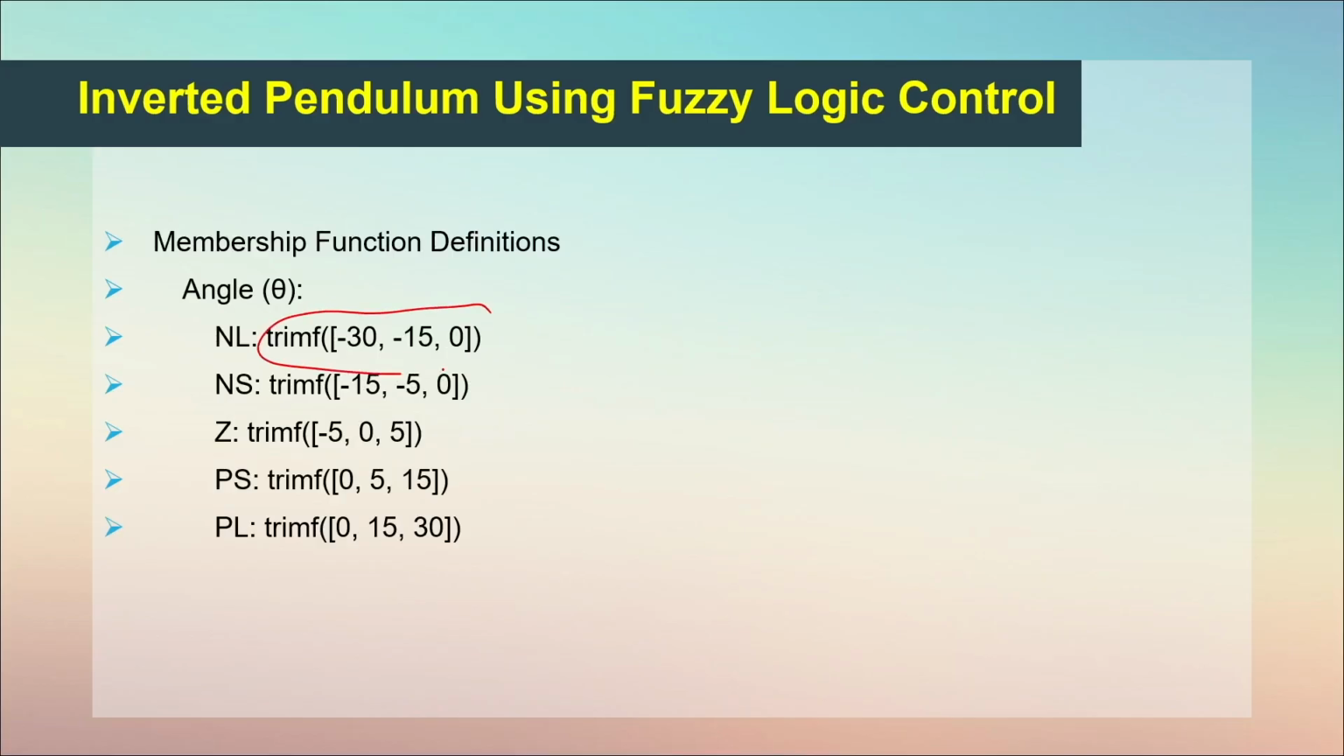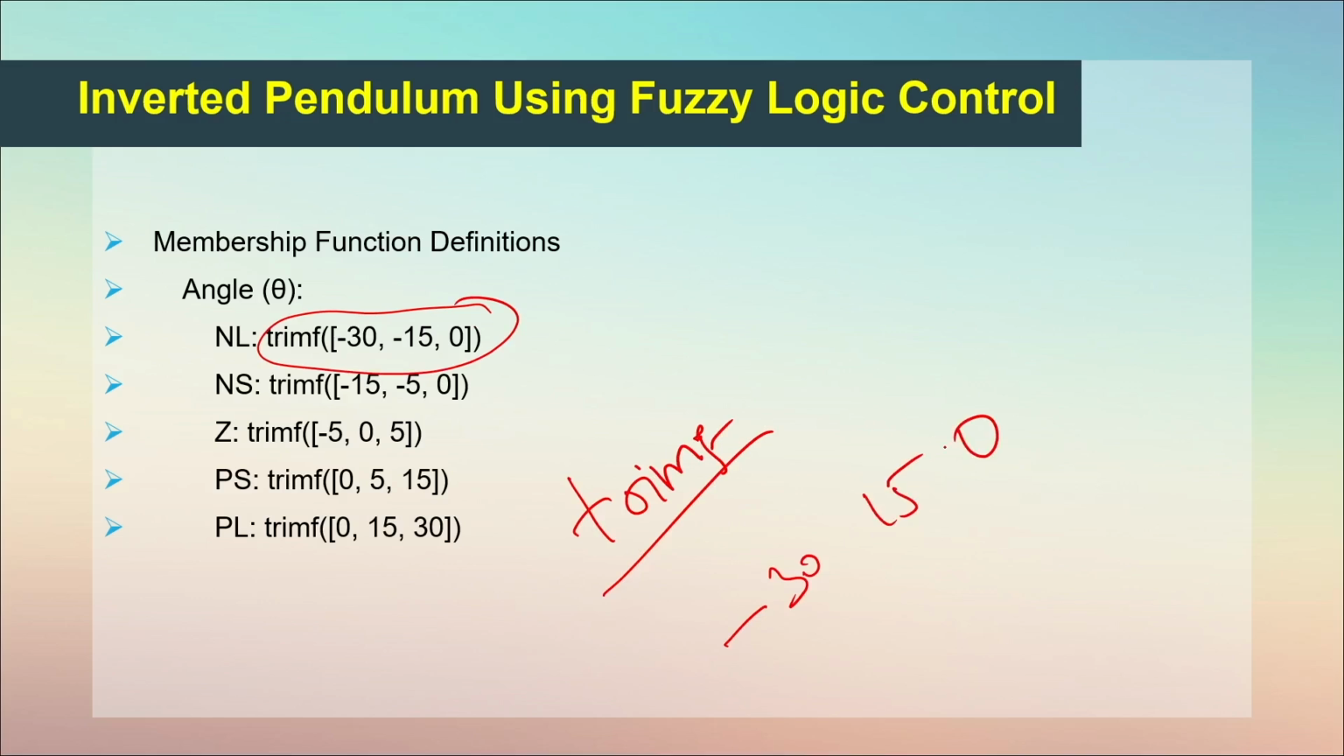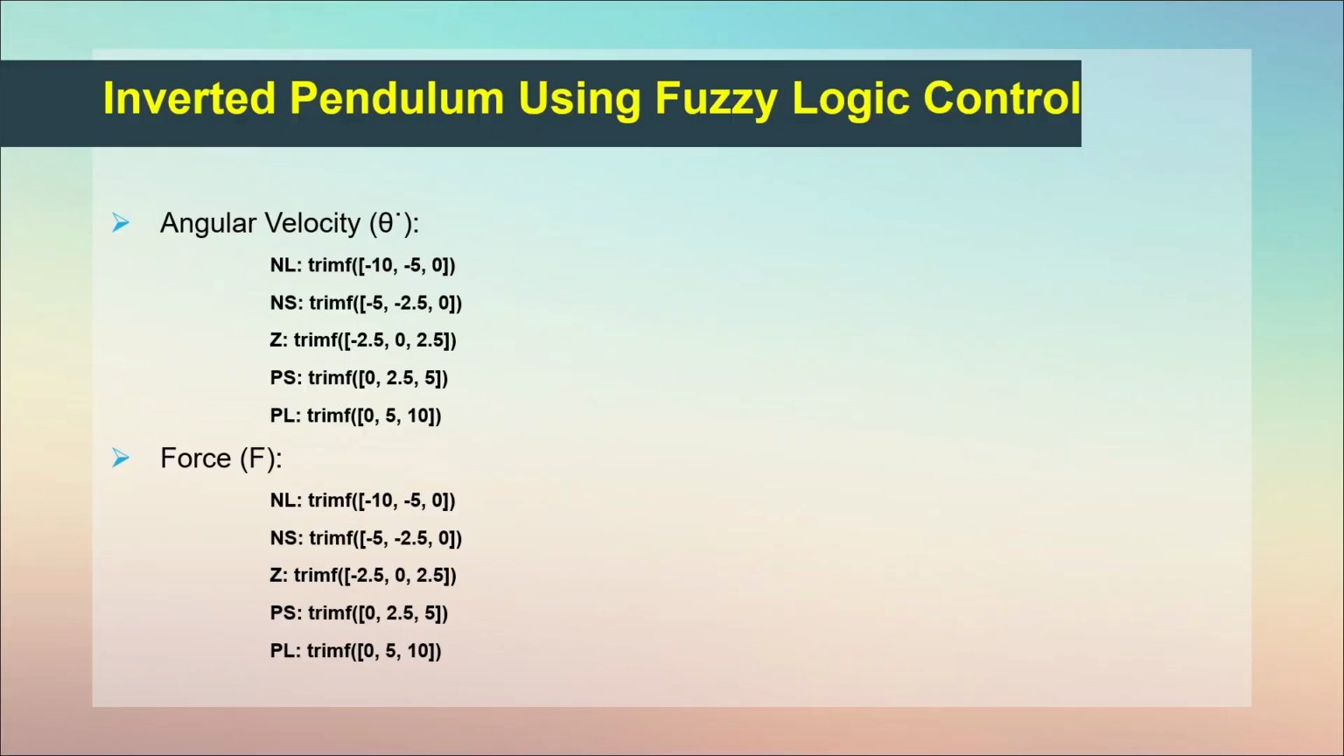Next, after understanding the variables, you need to understand the membership function, that is tri-MF, the triangular membership function. For this tri-MF, the first three values are minus 30, minus 15, 0 for NL, negative large, and similarly for NS. For all the variables, the values are chosen so as to bring in the uncertainties as well as the non-linearities that have to be present in the system. Likewise for angular velocity, tri-MF is used for all the variables, and likewise for force.